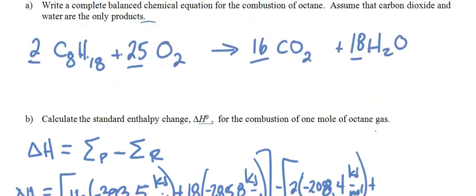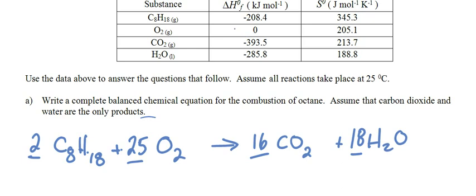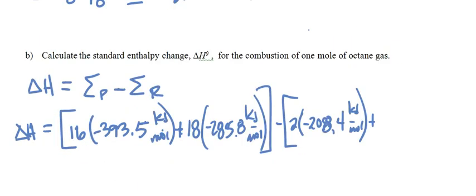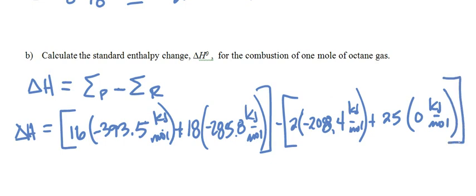Plus, now again, oxygen doesn't have a value and you don't have to give that value. Hopefully you realize that for delta H and delta G, anything in its elemental state at room temperature, and oxygen is a gas at room temperature, will have a value of 0. But I'll go ahead and show it. So 25 times 0 kilojoules per mole. Okay, and block that off.